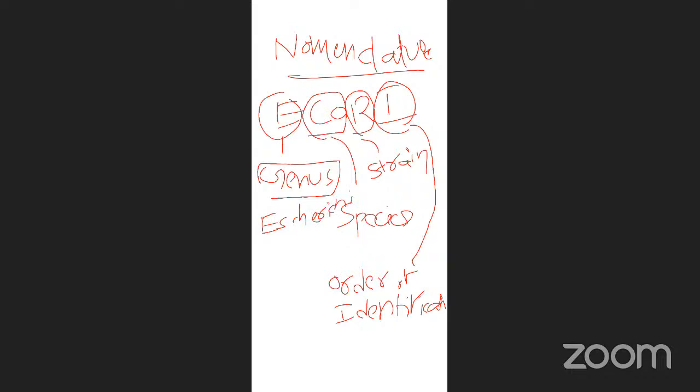Escherichia. What is the next word? Coli is the species. And what is the third one? Strain. R strain, R13 strain. Order of identification, first order. So this is the first time, that's why it is given number one. So this is the nomenclature of EcoRI, right?